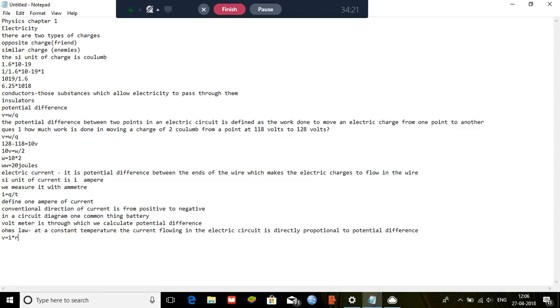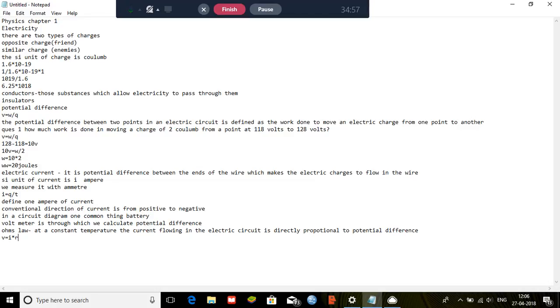Resistance, I told you, is that which opposes the flow of current to some extent. And the current is also inversely proportional to the resistance. Keep it in mind. I have told you the formula that V is equal to I into R. So now you can see clearly that potential difference is directly proportional to I, and this law is only applicable when it is kept at a constant temperature.